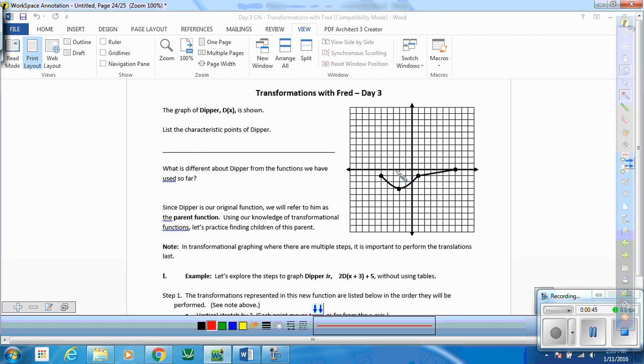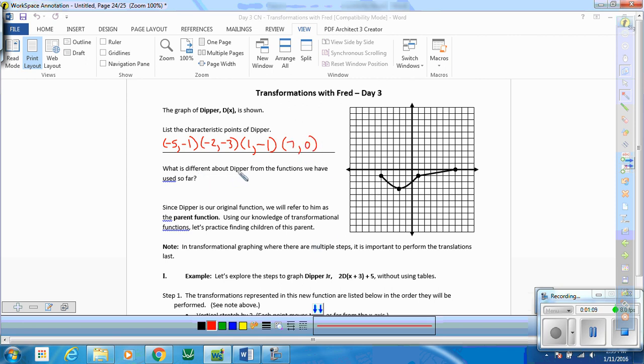So this is 1, 2, 3, 4, -5, -1. And then we've got -2, -3. And we've got 1, -1. And we've got 1, 2, 3, 4, 5, 6, 7, 0. So those are our characteristic points.